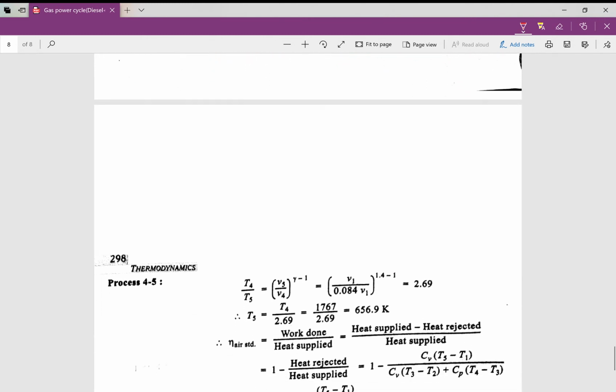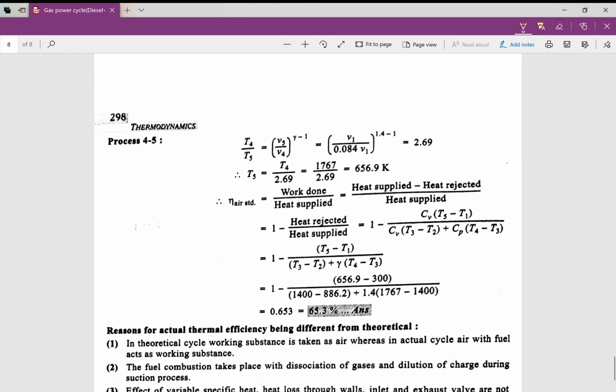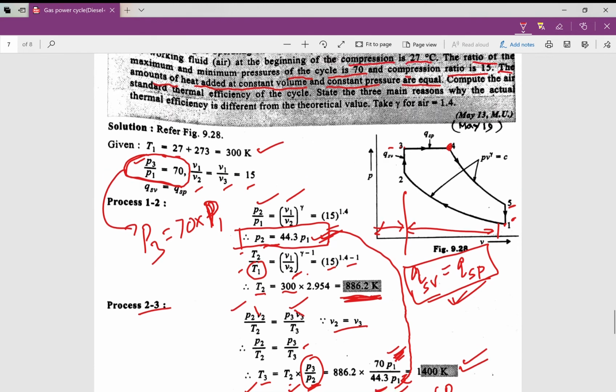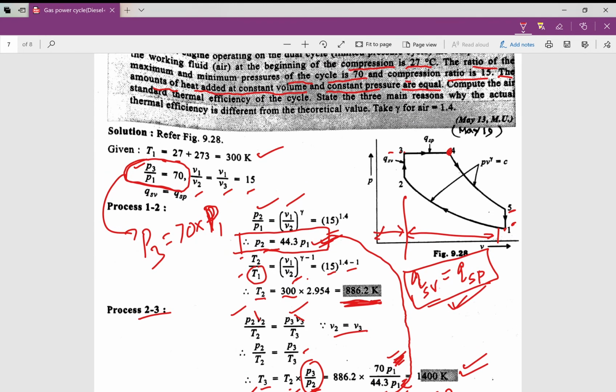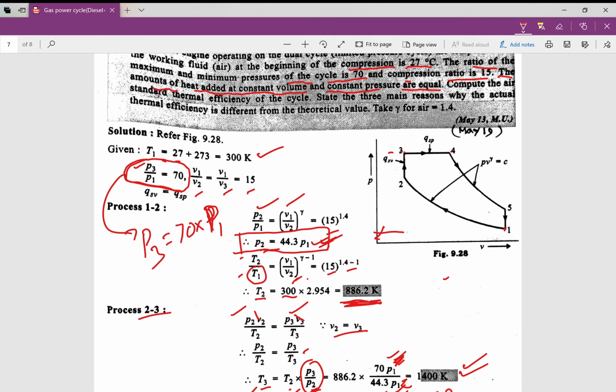So we can go to now process 4-5. Again, process 4-5 takes place at constant volume, so we'll apply gas law again. For process 4-5, sorry to say, that is your isentropic expansion. Process 4-5 is isentropic expansion, clearly mentioned over here. This was your isentropic compression. This is your isentropic expansion, during which we get work.